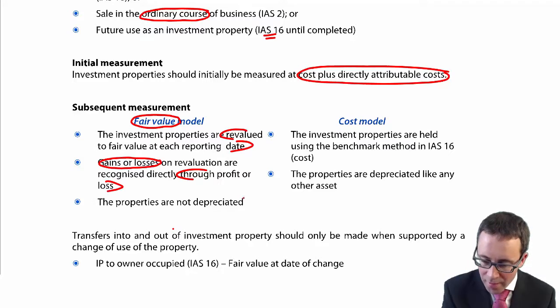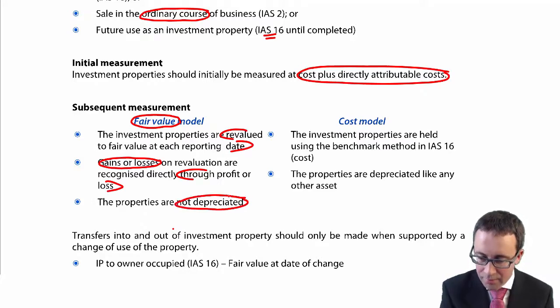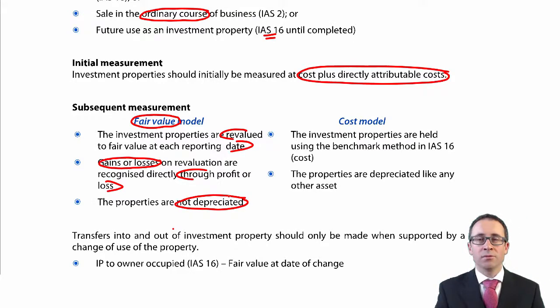And the key bit therefore then is that property is not depreciated. We'd never depreciate land anyway, but if it's a building, it is not depreciated under the fair value model. Okay, most entities would decide to go through there and take that option, okay, because they have invested within that property for investment purposes. Okay, the other option that you've got is the cost model.